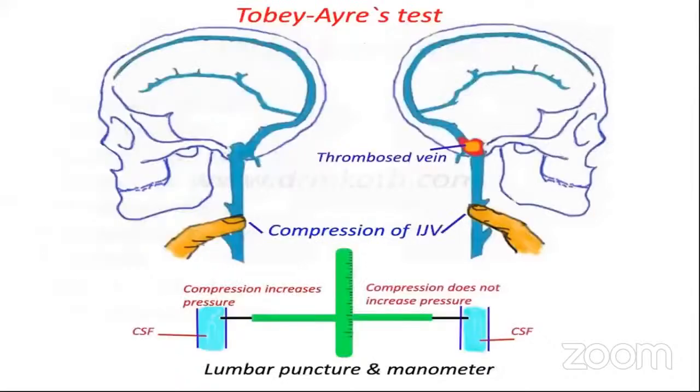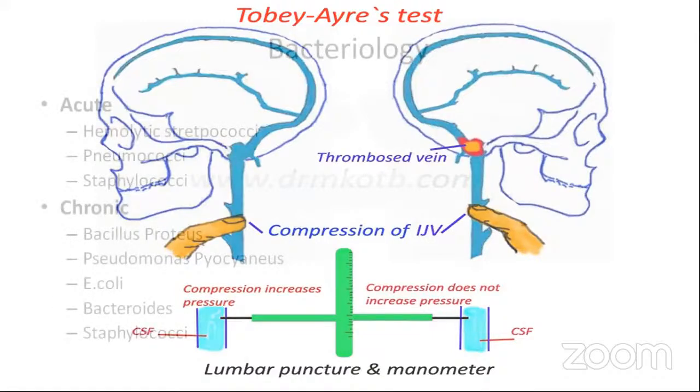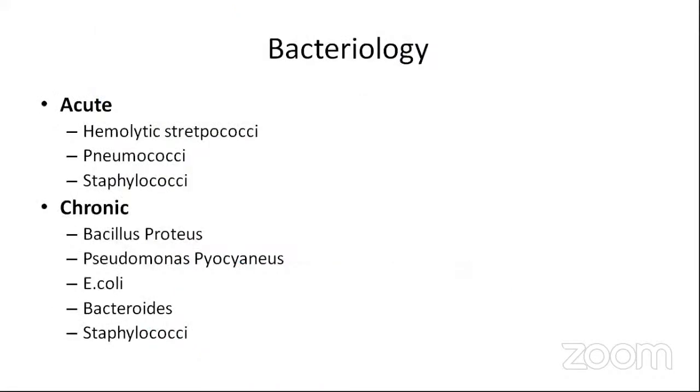So this is the Tobey-Ayer test. You have a thrombosed vein. When you compress over the normal side, you can see there is a CSF pressure increase, whereas on the thrombosed side, when you apply pressure, there will be no change because there is no pressure transmission. So bacteriology in acute cases: hemolytic streptococci, pneumococci, and staphylococci.